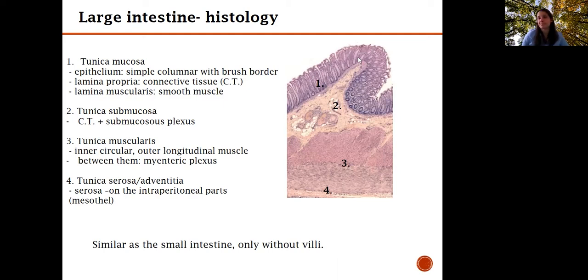And the epithelium is actually the same as in the small intestine, so a simple columnar epithelium with brush border. So it still has microvilli for the resorption. So of the structures which increase the surface in the small intestine, in the large intestine we only have the folds and the microvilli and no villi. But otherwise the wall structure is the same.